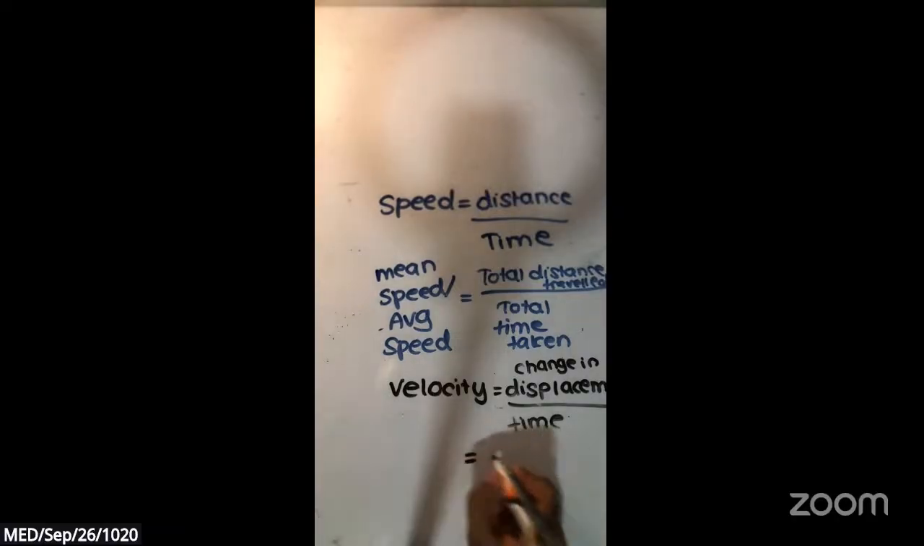When it comes to displacement over time, the unit is the same, meters per second, or ms minus 1. Both are meters per second only. So please go and write this on the tute.